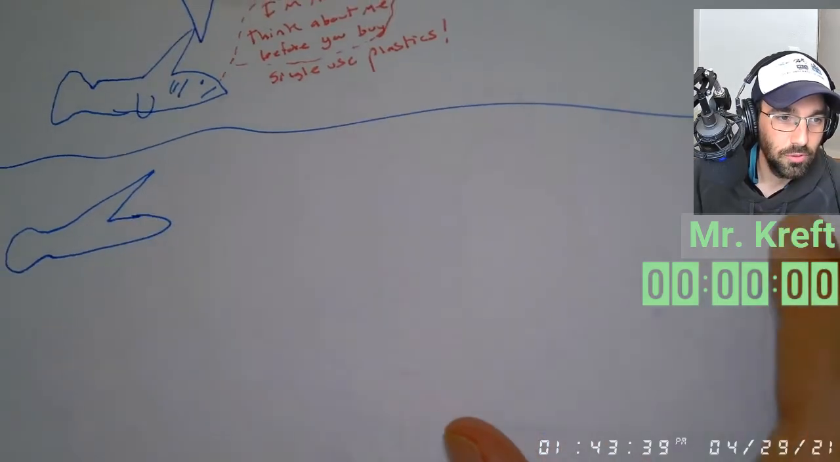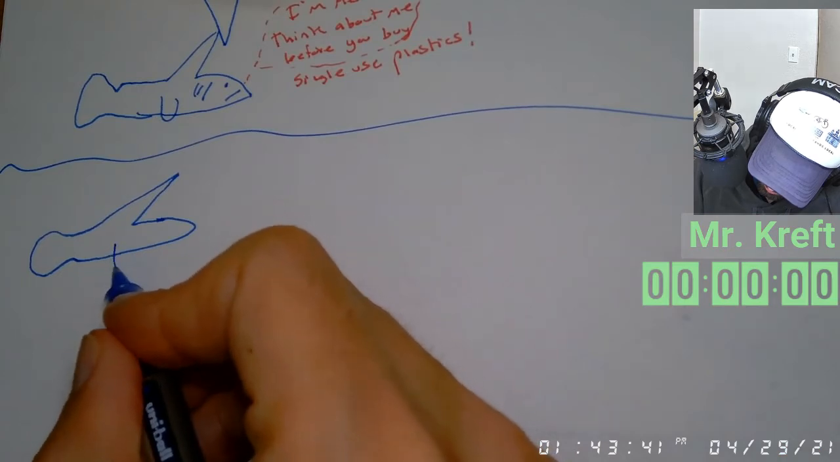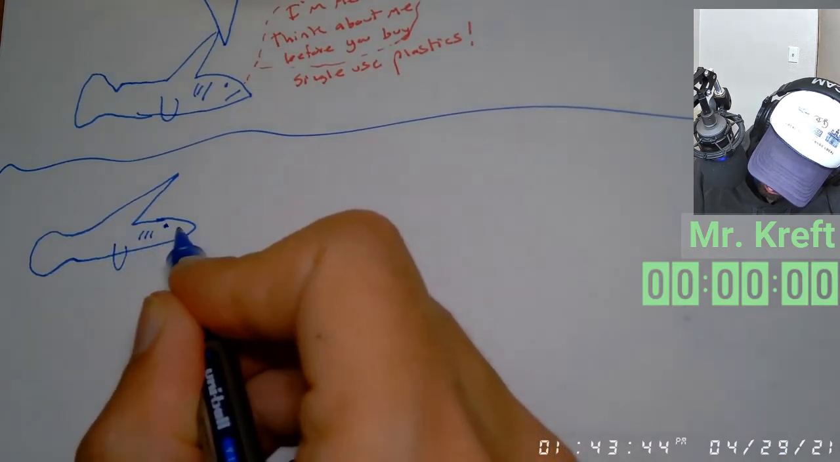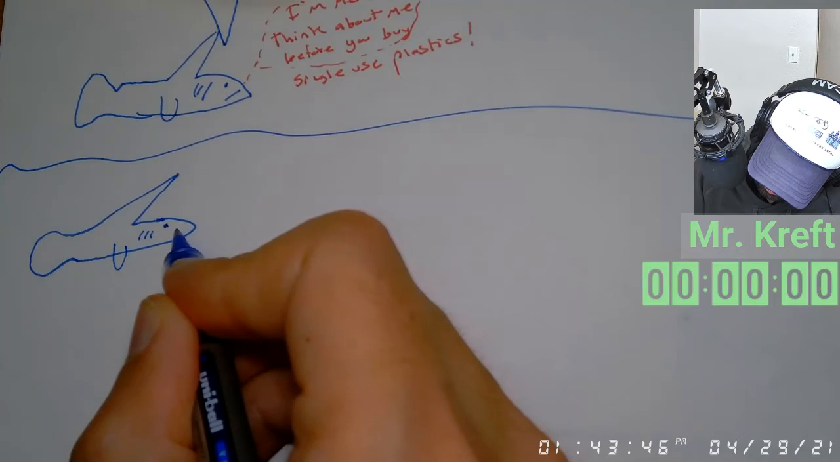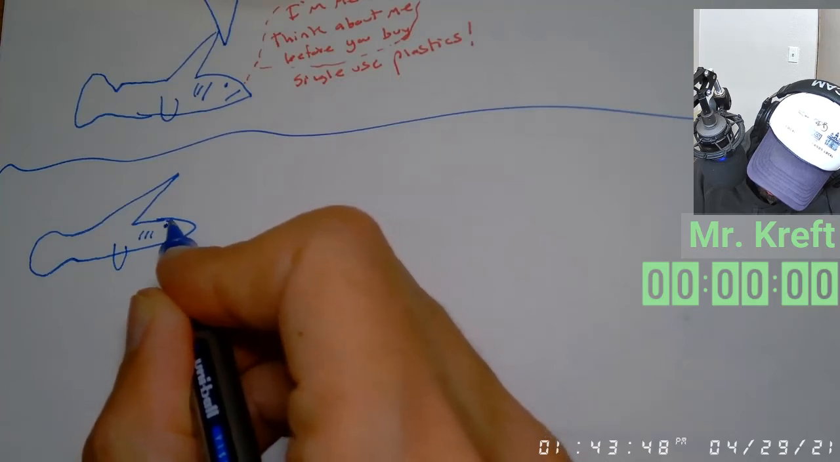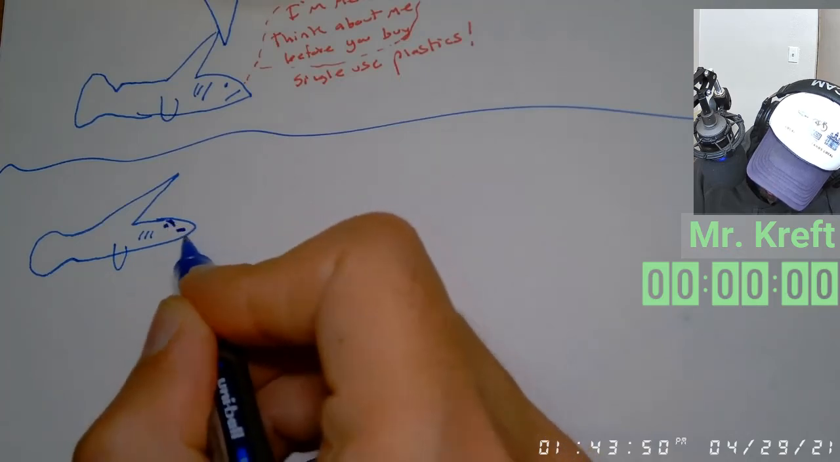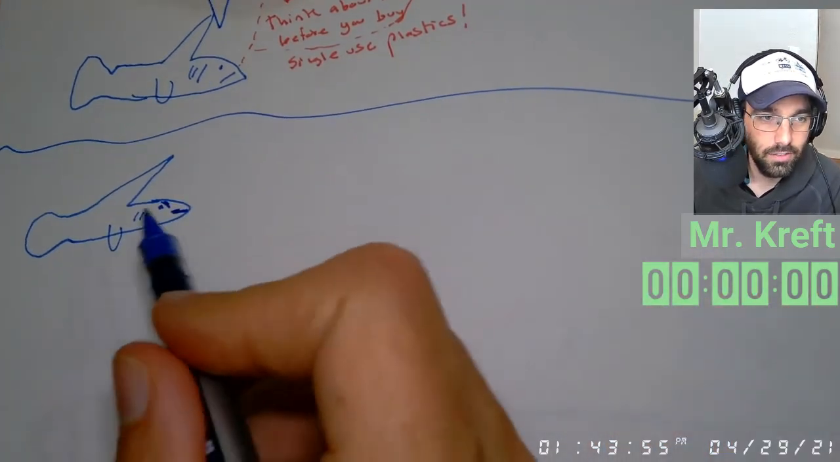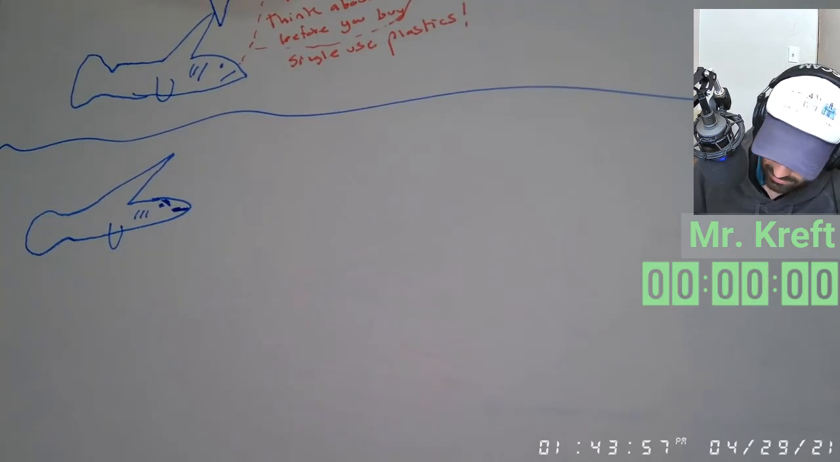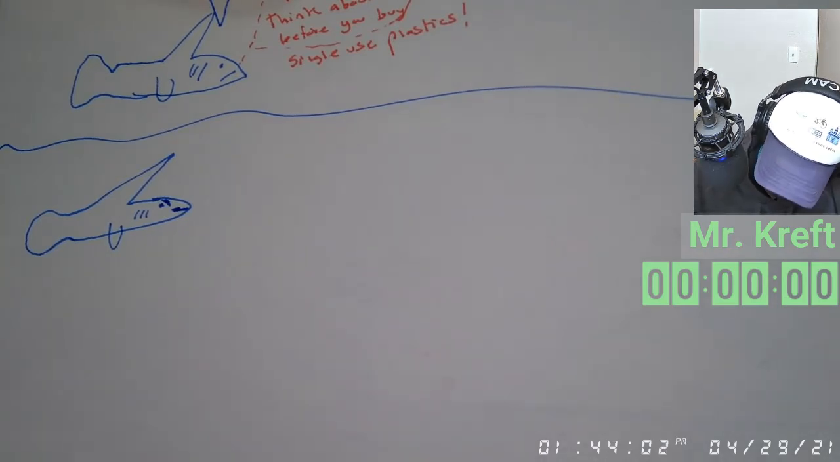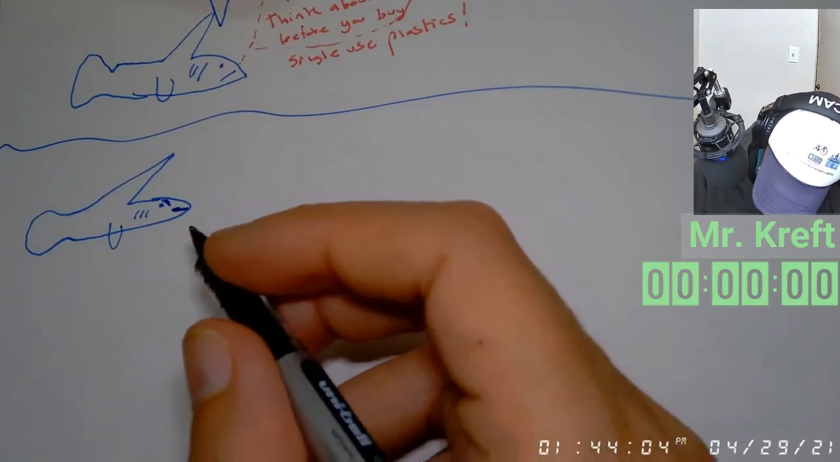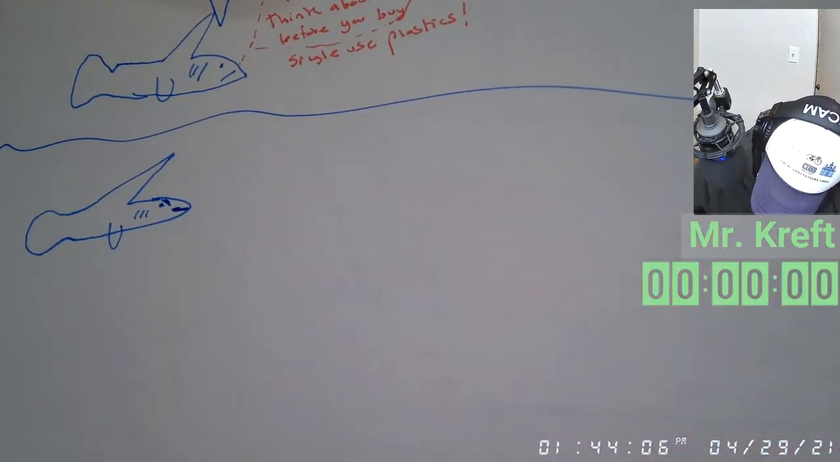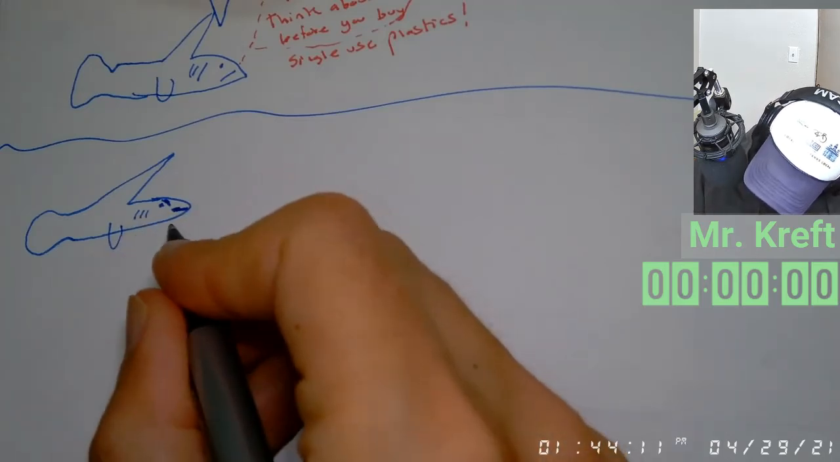Wow, that's a really aggressive dorsal fin. Okay, so I got an angry attack dorsal fin. Why he mad? He's mad because iceberg, Sharkberg. I don't know.